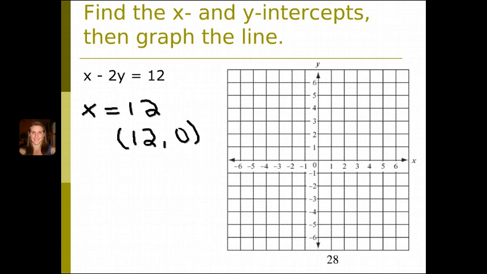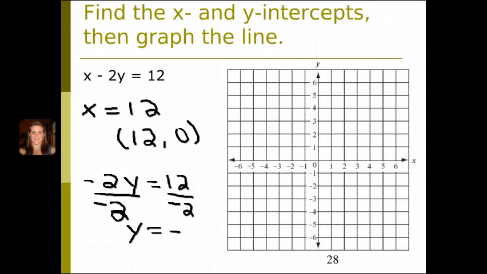Now we need to find the y-intercept. So what we're going to do is -2y equals 12, because we know that for the y-intercept, our x-coordinate is 0. And we are going to solve for y by dividing both sides by -2. And so y will be equal to -6. Our y-intercept is then (0, -6). And we will graph these 2 points.